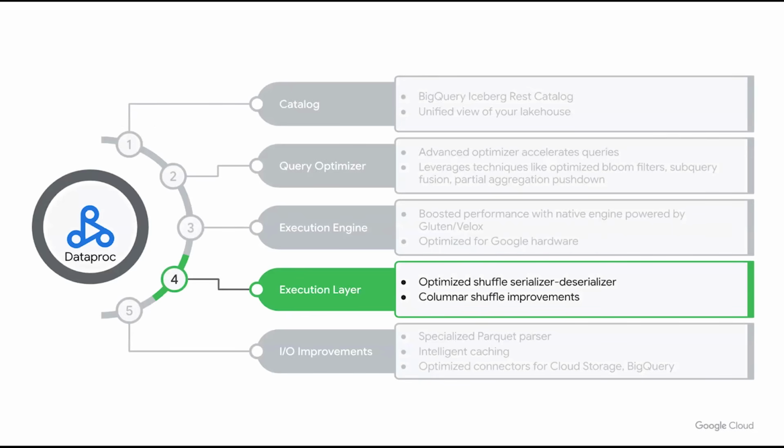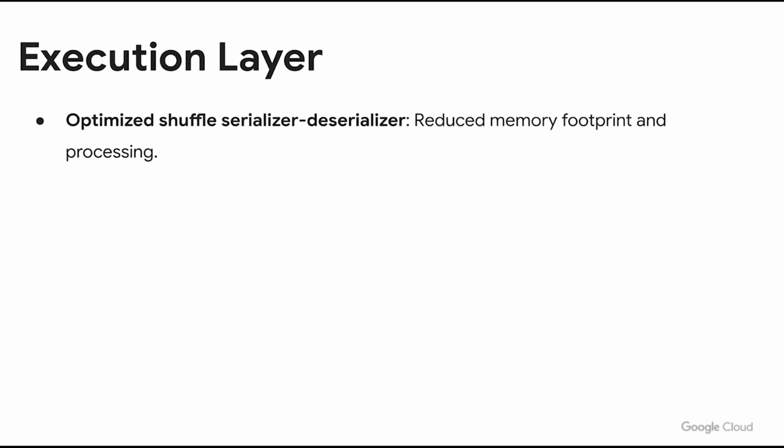Coming to the next layer, the focus is on how Lightning Engine handles the resource intensive phases like moving around and transforming data across the cluster, like shuffle operations. Here we have optimized the serializer and deserializer used by Spark. We have made this much more efficient so that now it requires a lot less memory and processing. Next, Lightning Engine is able to leverage columnar shuffle. We have done a lot of improvements there also so that it can use better serialization, deserialization, and also minimize the amount of data it has to shuffle across the network.